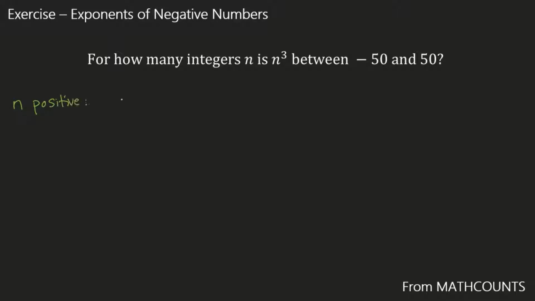And let's start with n equal to 1. So 1 cubed equals 1. That's within the range. Then we have 2 cubed, that equals 8, also within the range. Then we have 3 cubed equals 27. That's also within the range. Next we have n equal to 4, 4 cubed equals 64. And 64 is outside the boundary of 50. So we can eliminate that and stop here.